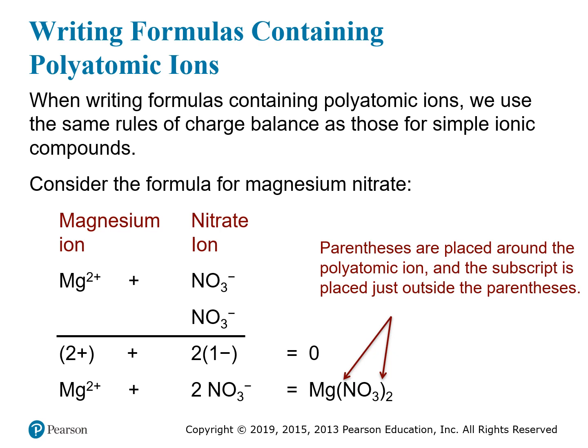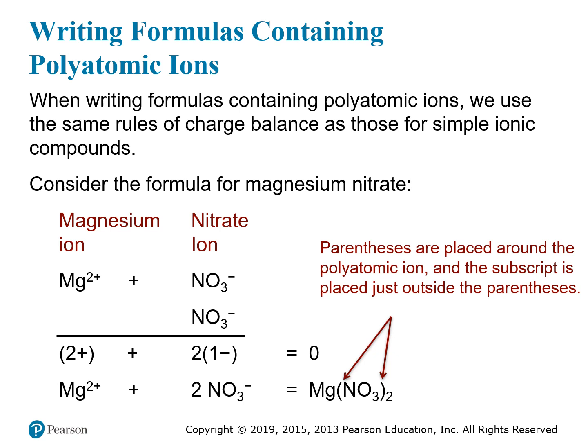So how do we write the formula for a compound containing a polyatomic ion? Well, it's pretty simple. It's not too much different from the formulas for regular ionic compounds that we've learned. Okay? You still have to balance the charges, but now you're just balancing the charge between the positive ion and the total charge on the negative ion.